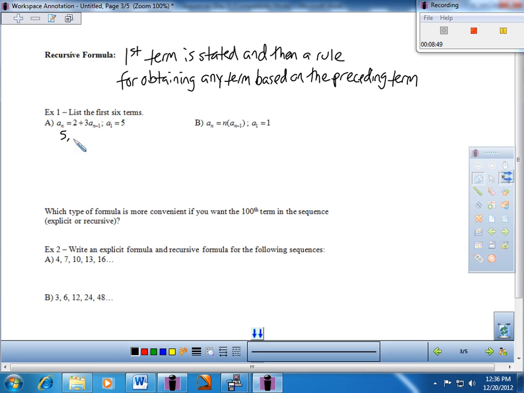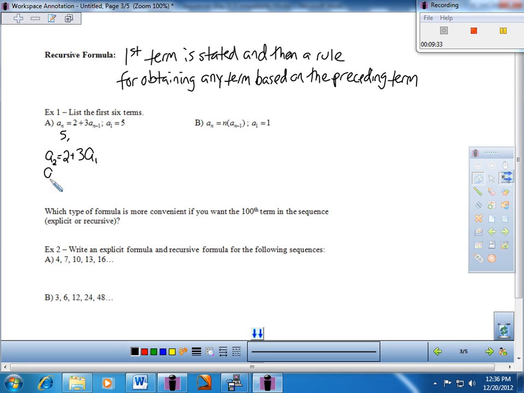Now what I need is the value of the second term, and the value of the second term will be based on the value of the first term. So I'm going to just jot a few things down because it's going to take a little while to get used to. But a sub 2, so this is the value of the second term, is defined as taking 2 plus 3 times, this officially would be a sub n minus 1, where n is 2, so 2 minus 1, which is 1. And everybody, of course, this was given. The value of the first term is 5.